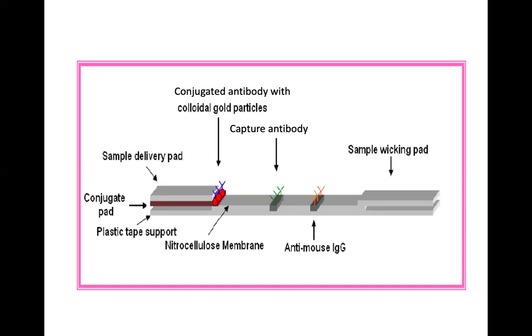So sometimes it's difficult for the sample to move from here to the conjugate pad and on to the test line and control line. So the design or architecture of the lateral flow is very important for any researcher to characterize first, to optimize which length suits your sensitivity. We had difficulty at the beginning getting a very sensitive reading.